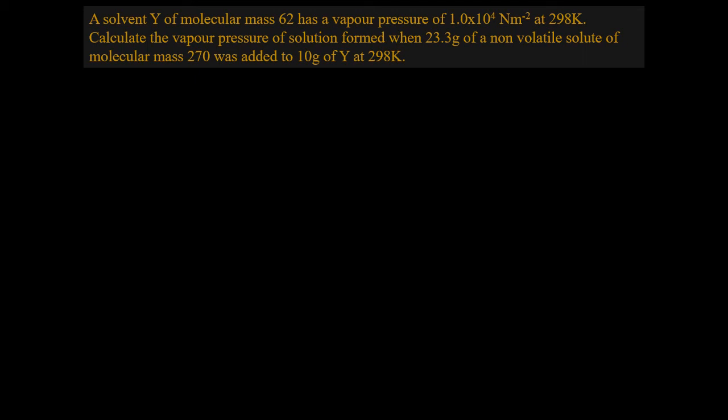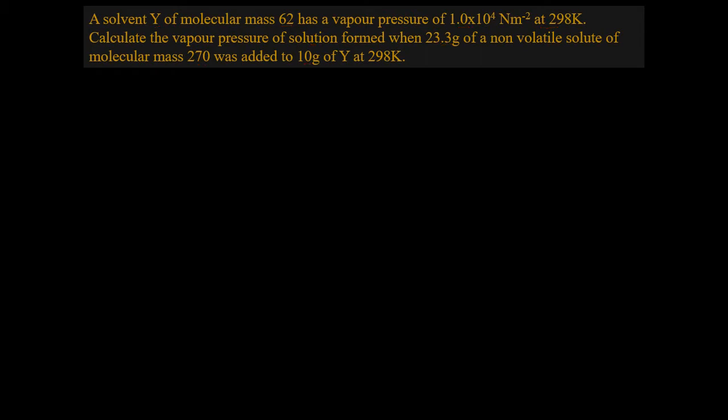In this video, we are going to try and use Raoult's law to solve this question or problem. A solvent Y of molecular mass 62 has a vapor pressure of 1.0 times 10 to the power 4 Newton per meter squared at 298 Kelvin. Calculate the vapor pressure of a solution formed when 23.3 grams of a non-volatile solute of molecular mass 270 was added to 10 grams of Y at 298 Kelvin.